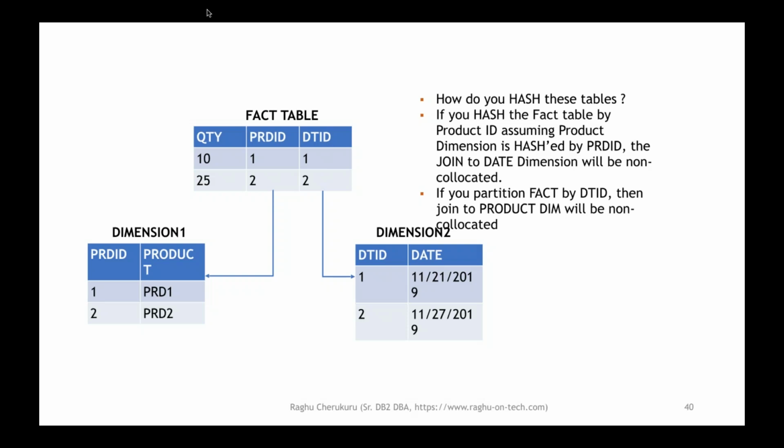So if I hash or partition the fact table by one of these dimension IDs, the join to the other dimension will be a table queue. So that kind of slows your queries down. So how do you overcome this problem? It's a basic design problem in a DPF environment.